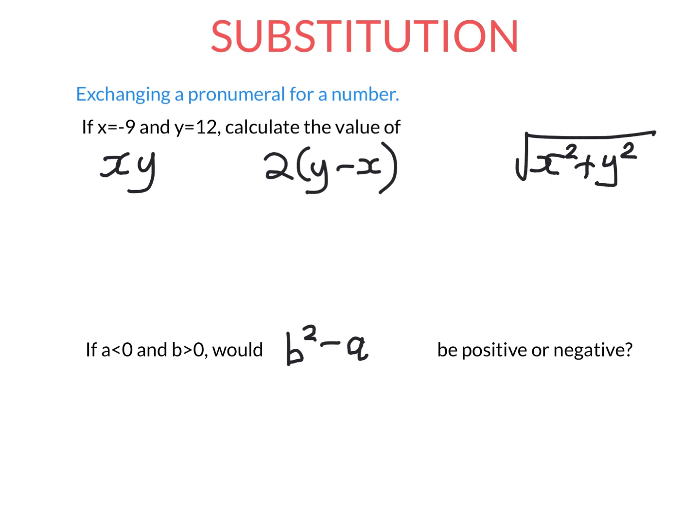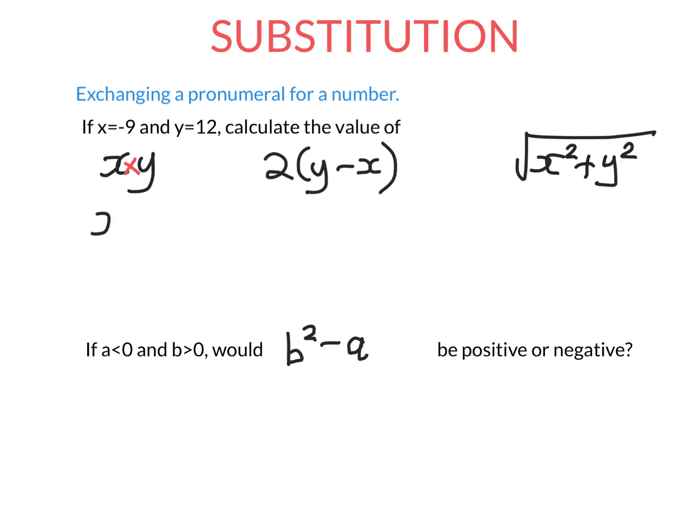So the kind of question you need to be able to do: if x equals -9 and y equals 12, we're going to calculate the value of xy. So just remember in algebra, if no operation is written between two pronumerals or numbers, it always means times. This means the value of x times the value of y.